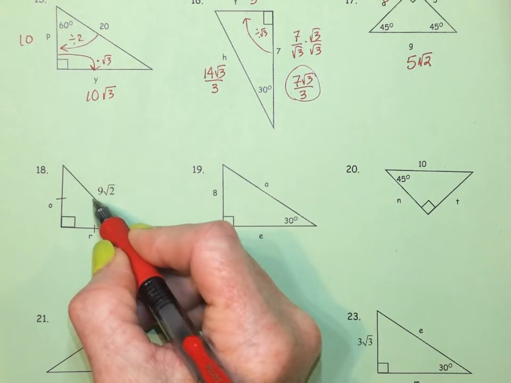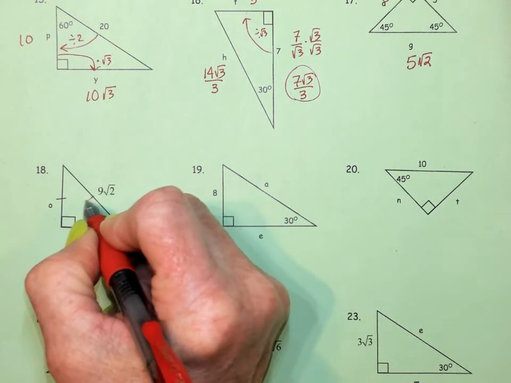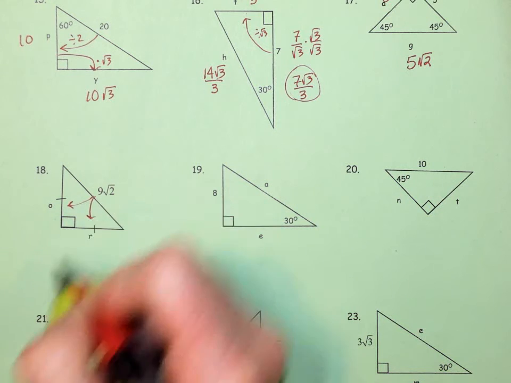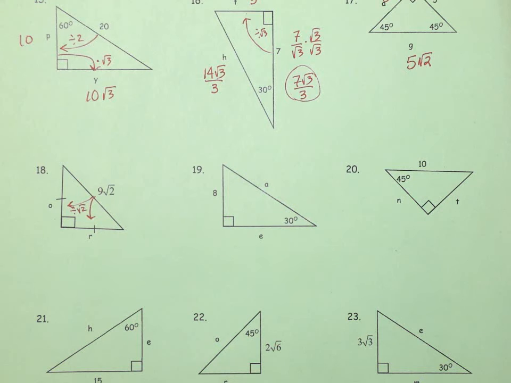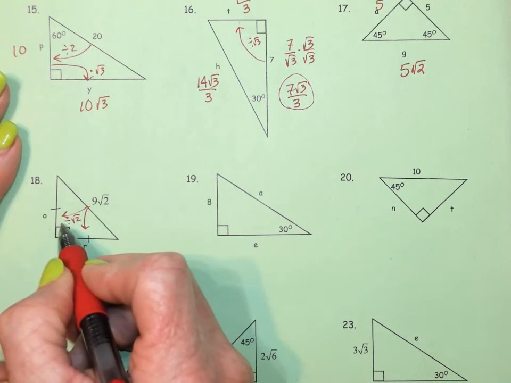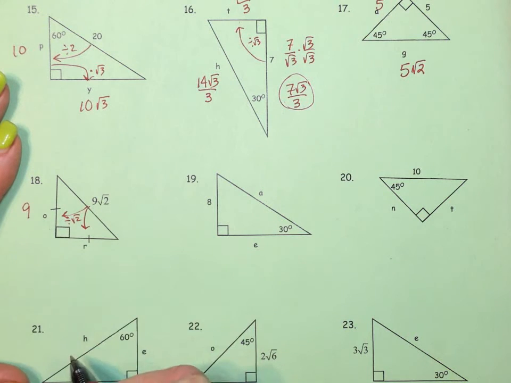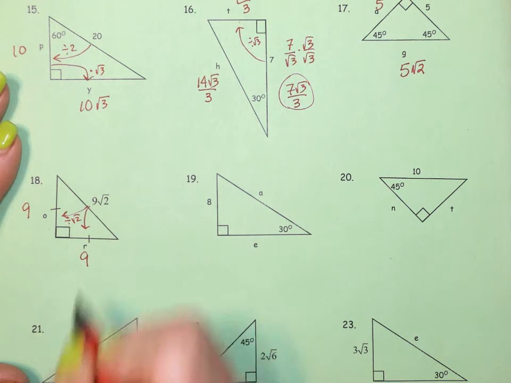Going backwards, if we're on the hypotenuse and you want to get back to a leg, divide by square root 2. Anytime you're getting smaller, you want to divide. Getting bigger, you want to multiply. Divide by square root 2, this is just 9. That one's 9, that one's 9.